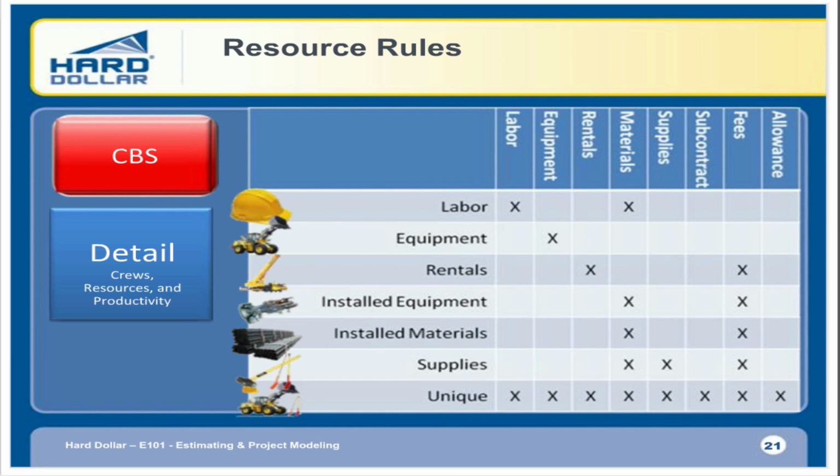This chart illustrates the fact that each resource employed will have its costs associated with a specific leg of the cost category breakdown. Note that in the case of rentals, installed equipment, installed materials, and supplies, there is the ability to account for fees associated with the use of those resource types. Note also that unique resources allow you to account for costs in all legs of the cost category breakdown.